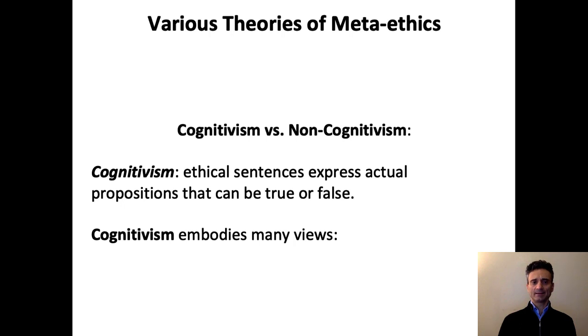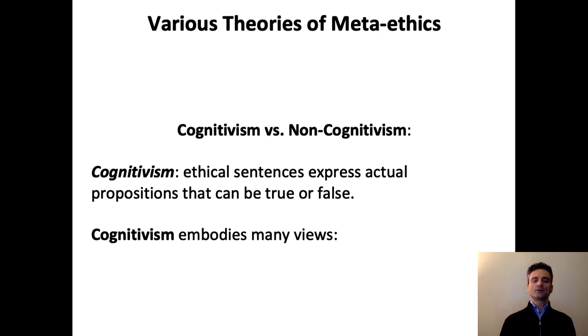There are various theories of meta-ethics. Again, there's a division between cognitivism and non-cognitivism. Cognitivism are ethical theories that argue that ethical sentences express actual propositions that can be true or false. So if I say that slavery is immoral, according to a cognitivist, I am saying something that can be either true or false. This seems obvious, right?